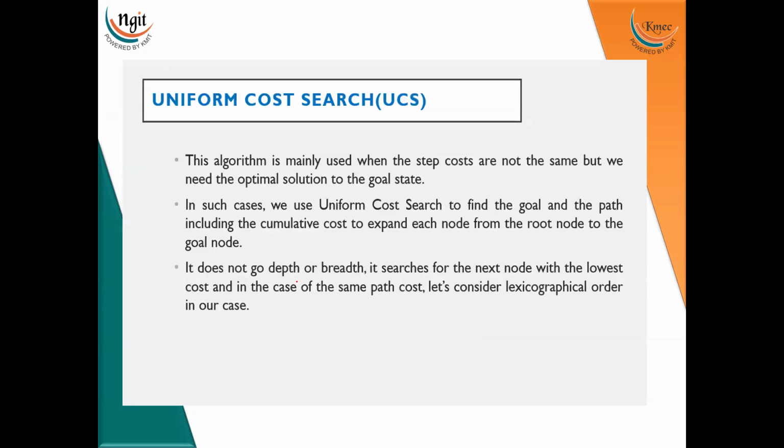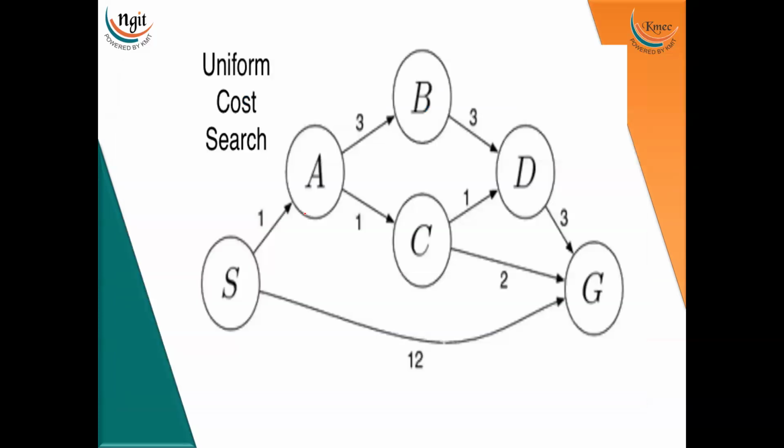Now, another type of uninformed search is the uniform cost search algorithm. As the name itself indicates, in this uniform cost search algorithm, we are going to include the cumulative cost to expand each node from the root node to the goal node. It does not go depth or breadth. It just searches for the next node with the lowest cost. That's it. And let us discuss it with one simple example.